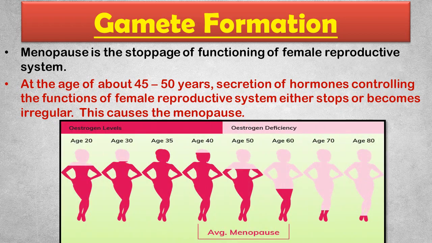So here you can see the diagram in which you can observe the age. At the age of 20, 30, 35 till 40, the estrogen level is high in females, but at 40, 50 and 60 years of age, it reaches average menopause, and at the age of 80, hormone secretion stops. So there is a decrease of estrogen level in a female from the age of 20 till 80 years.